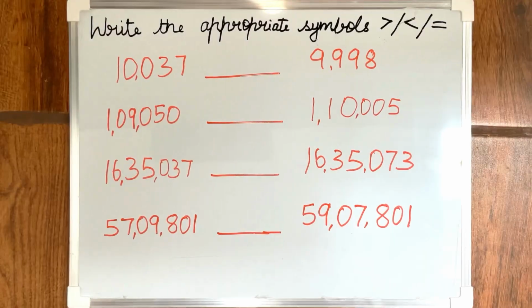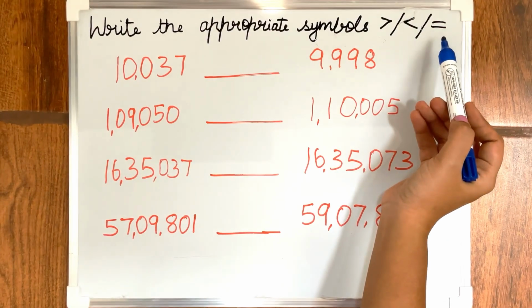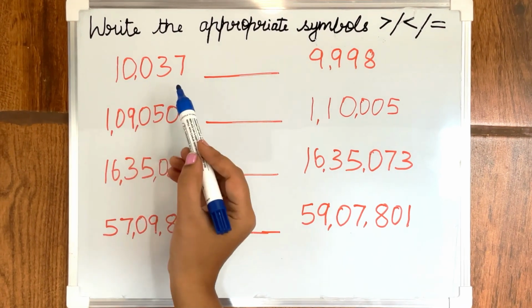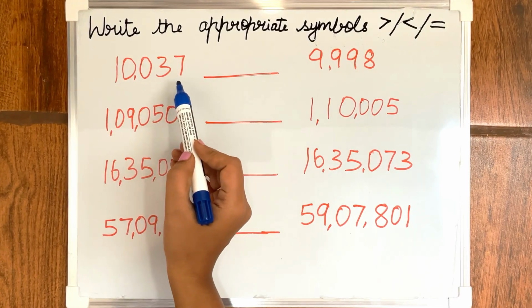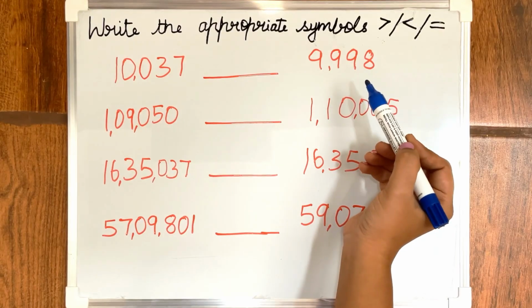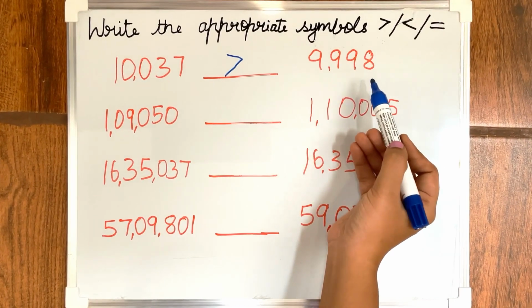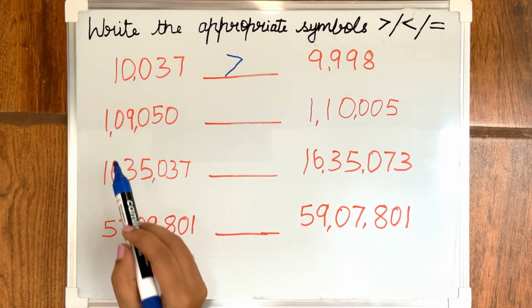Write the appropriate symbols, greater or lesser or equals. Let's start reading the numbers. 10,037, 9,998. So which is greater? 10,037 is greater than 9,998.